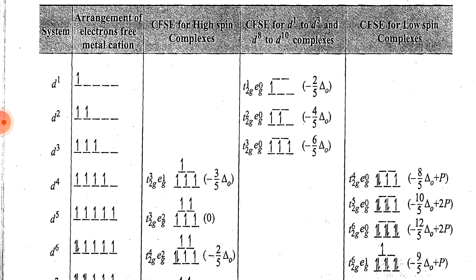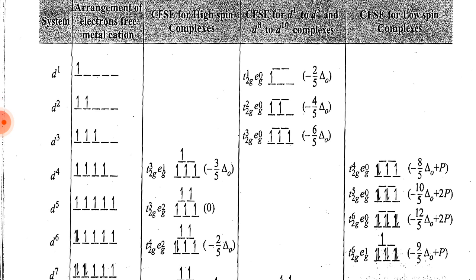So in t2g1 eg0, it is minus 2.2 upon 5 delta 0. CFSE for low spin complex is not there. In d2, 2 electrons are present, CFSE for high spin complex is not there. CFSE t2g2 eg0, 2 electrons present, so minus 4 upon 5 delta 0. CFSE for low spin complex is not there.